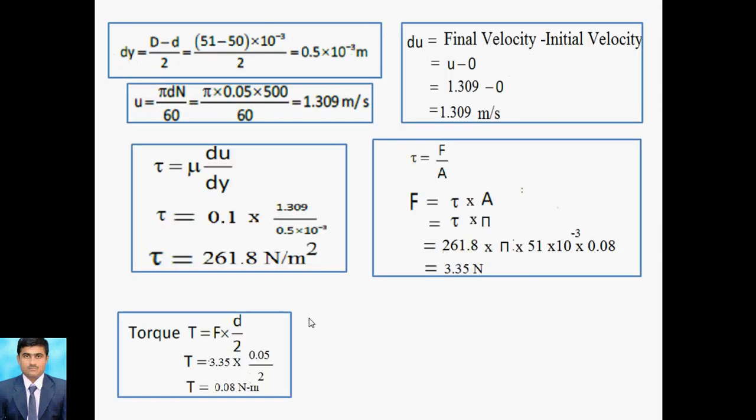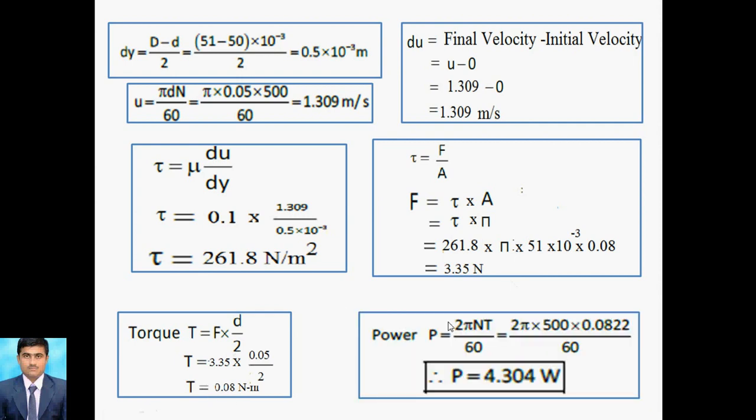After that we go for torque. That torque is nothing but force into distance, d by 2. So d by 2 is the small distance, we can take 0.05, and f is equal to 3.35, and convert this value to Newton meter. So that is called torque.